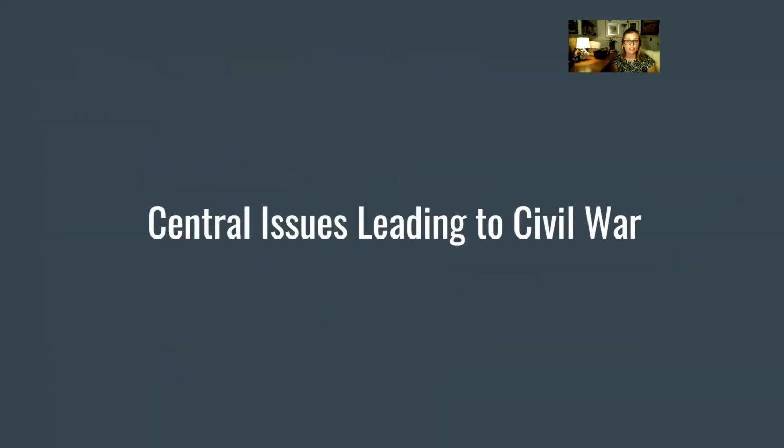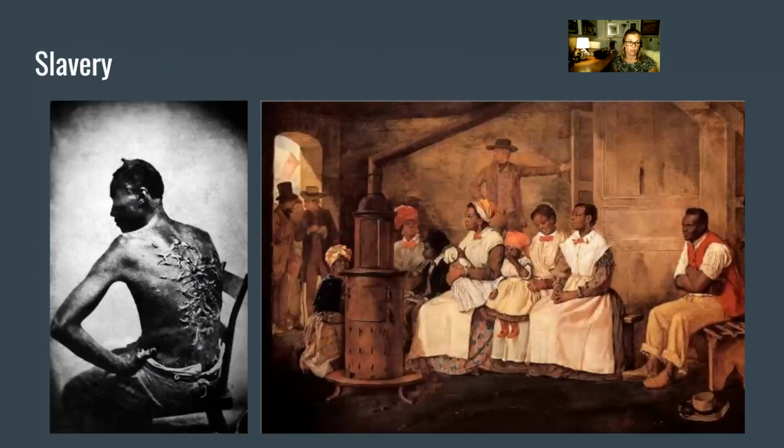So let's talk about some of those central issues leading up to the Civil War. The first and foremost was slavery. And in fact, I'm going to show you about 4 more central issues, but slavery is going to be at the heart of all of them. The role of slavery in the United States.